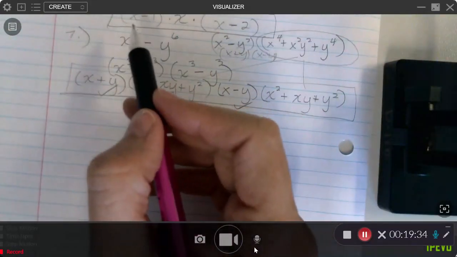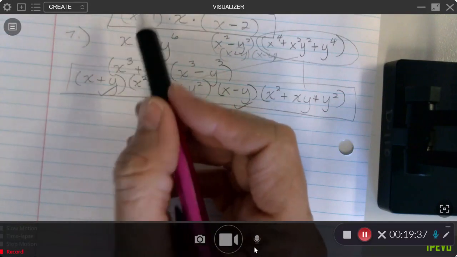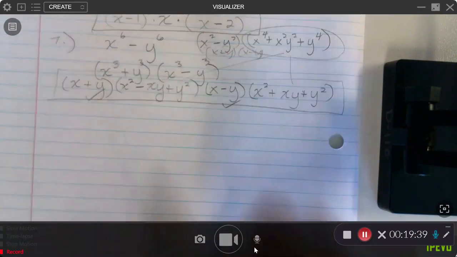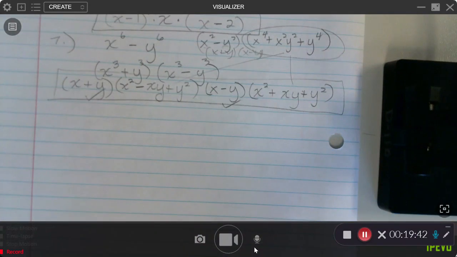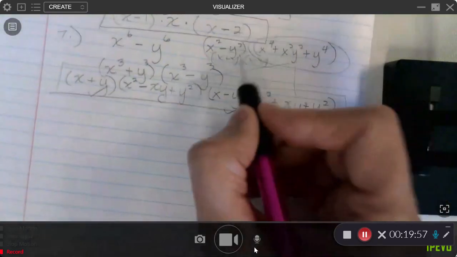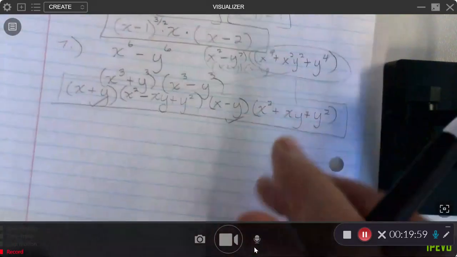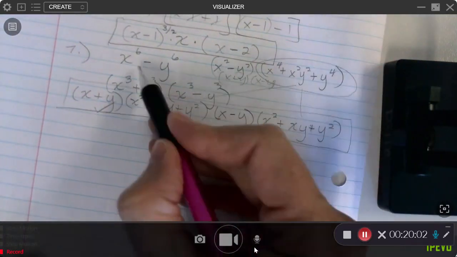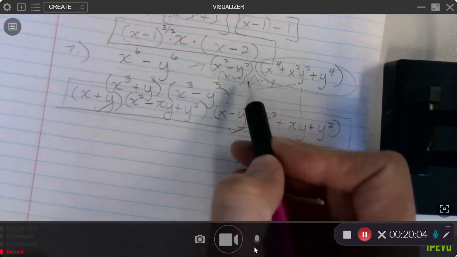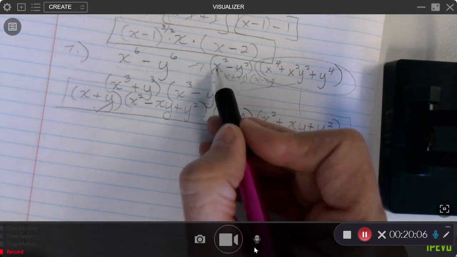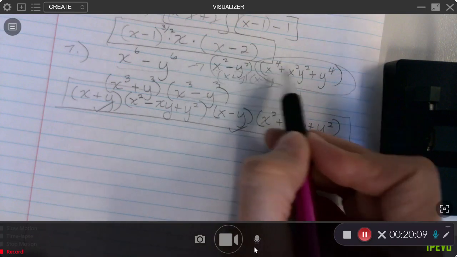If you've got a difference of two cubes and two squares, do the cubes first. What if the directions said factor completely? If we had done the difference of two cubes, we easily can get the cube roots, square the first, change the sign, multiply them together, square the last.